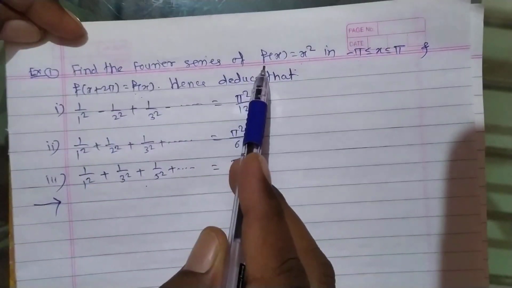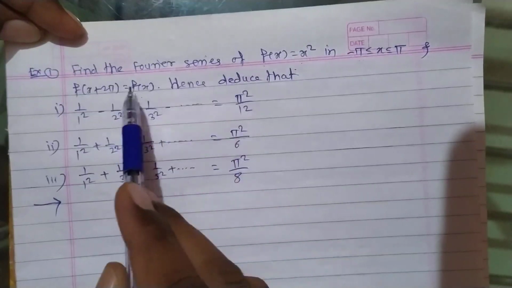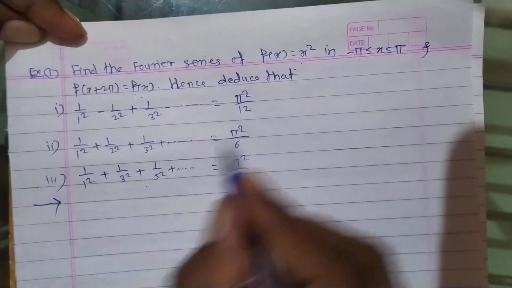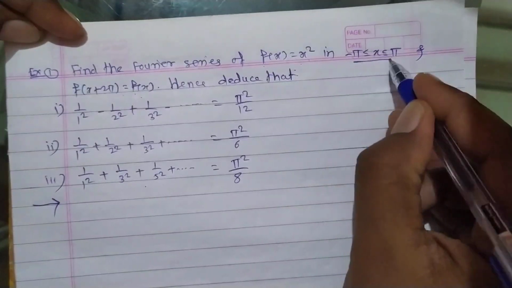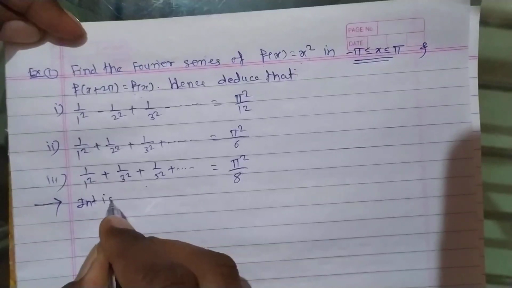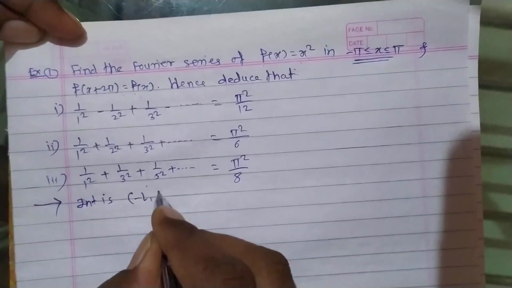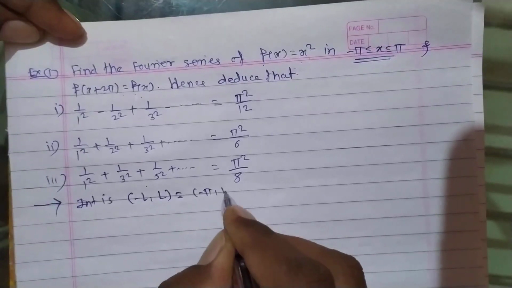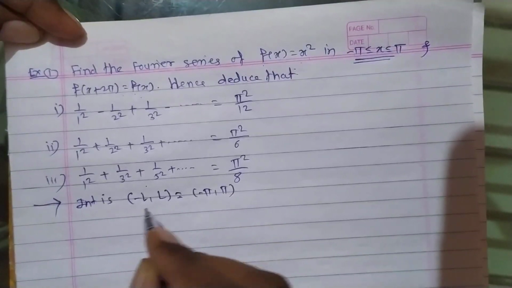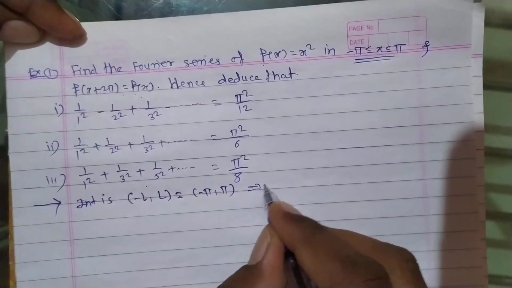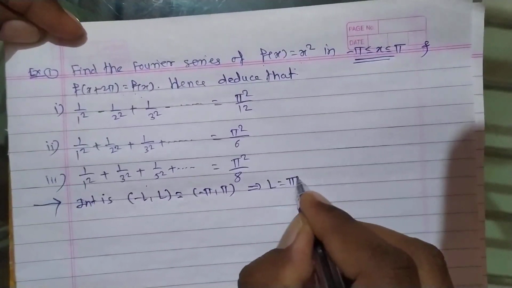For a Fourier series, first f(x) must be a periodic function, so this is given in the problem. You have to find the Fourier series in −π to +π. So here the interval is −L to +L, and it is given as −π to +π. If we equate −π to +π with −L to +L, then we get the value of L equal to π.